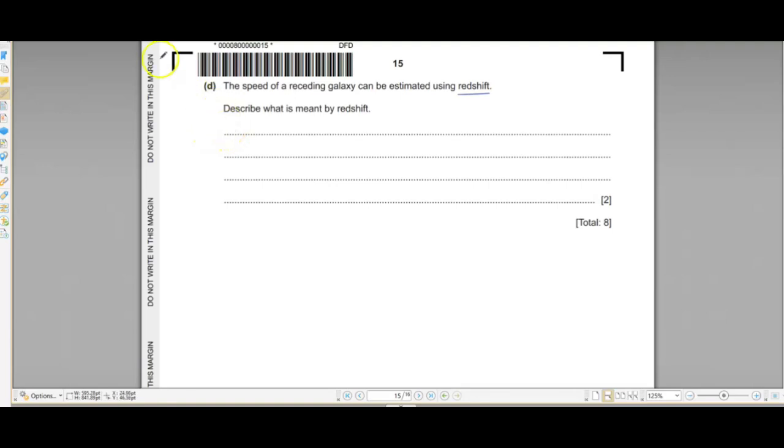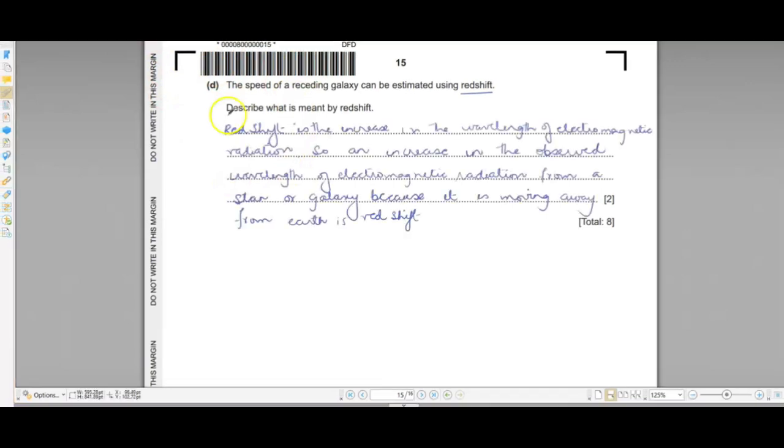Let me write the answer and just come back, and then you can read it because it's going to take some time. So this is describe and not just define. If it was define, you would have written redshift is the increase in the wavelength of electromagnetic radiation, and that would have been fine. When they ask us to describe, we also have to write: an increase in the observed wavelength of electromagnetic radiation from a star or galaxy because it is moving away from Earth is redshift.